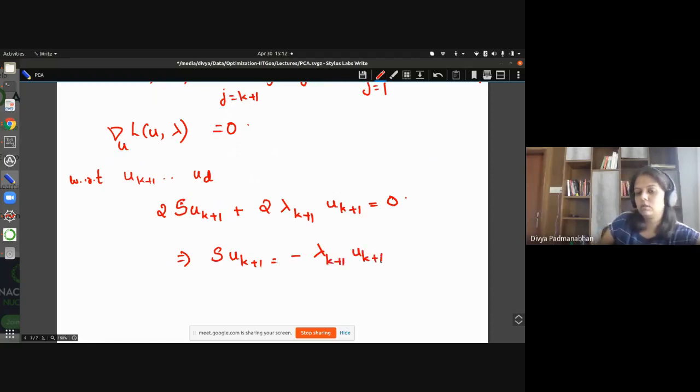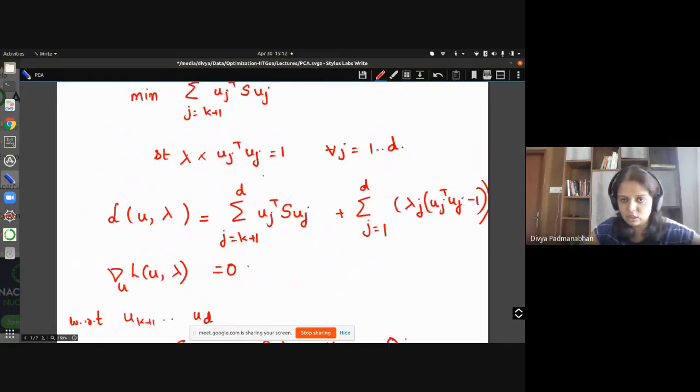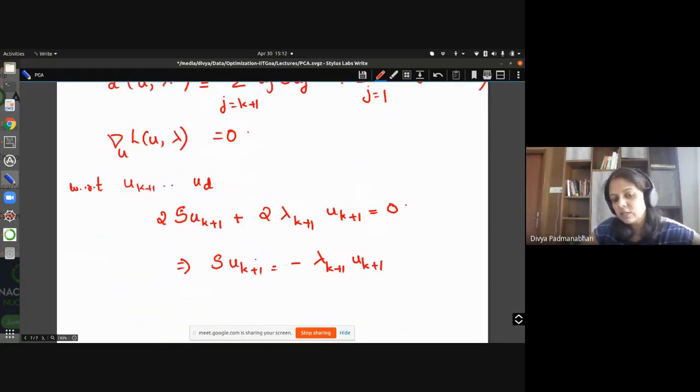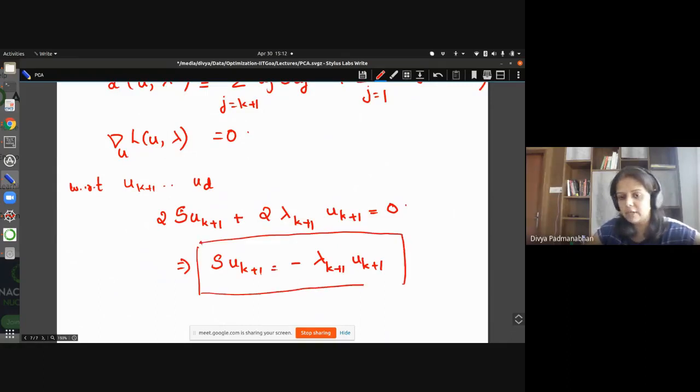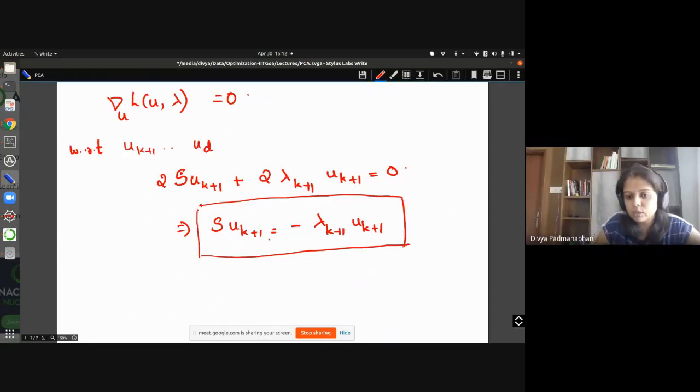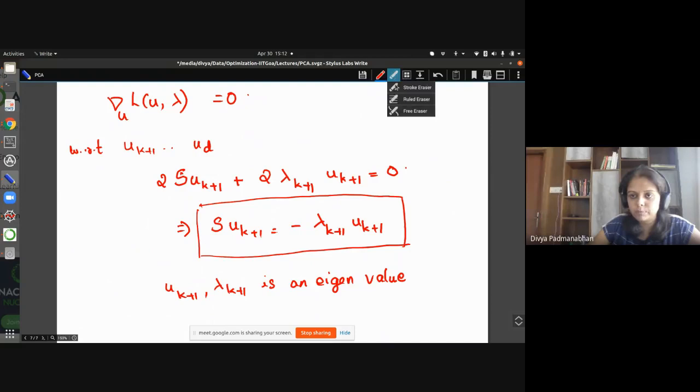Okay, so lambda has no sign restrictions because these are all equality constraints. So you can immediately recognize this. Can you say something from this form? What would lambda and u be? Eigenvalues and vectors. Exactly. So lambda_{k+1} is an eigenvalue, and u_{k+1}, lambda_{k+1} is an eigenvector and eigenvalue pair.